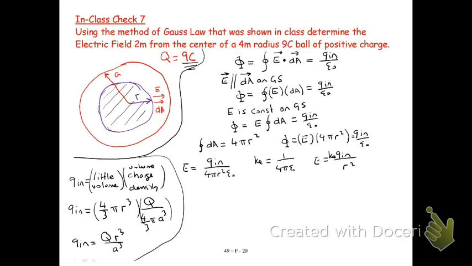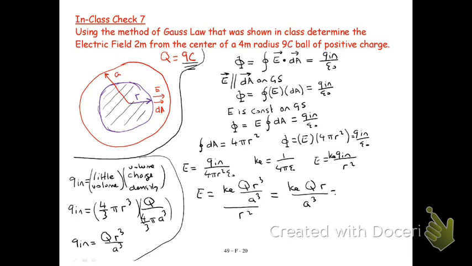There's a little insight there. And then we say E is equal to Ke, and rather than Q inside, I'm going to say big Q r cubed over a cubed, all divided by r squared, which equals Ke big Q r over a cubed. And that's where that expression comes from. A cubed stays on the bottom, and that cancels with that.